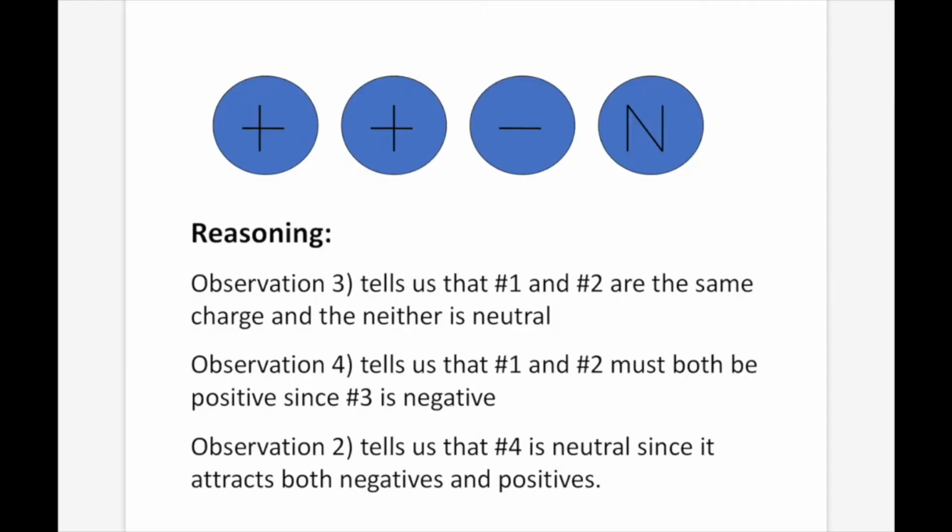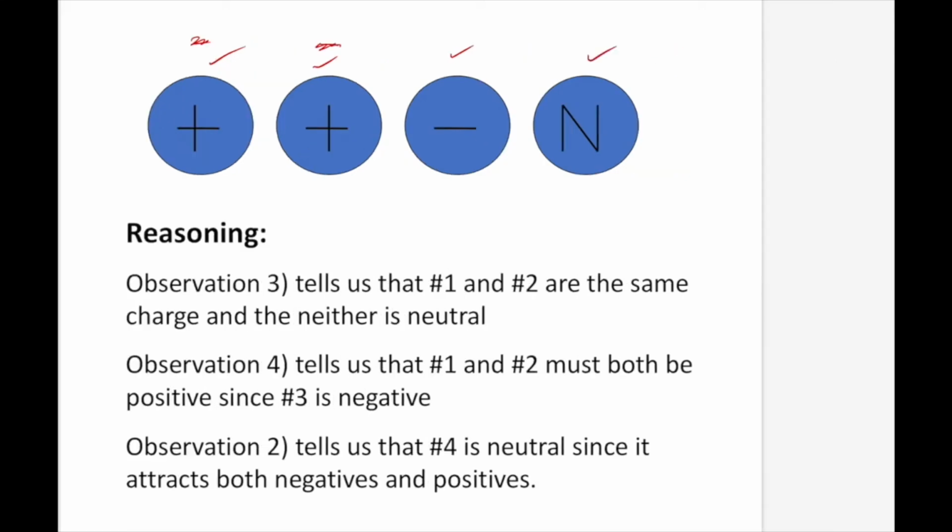Okay, so here's the answer. Now the reasoning for it. Observation 3 tells us that number 1 and 2 are the same charge, and neither one is neutral. So you know it's either going to be positive or they'd both be negative. Observation 4 tells us that number 1 and number 2 must both be positive since number 3 is negative. Therefore, not both negative, they both have to be positive. Number 3 is negative, we're told that as well. And observation 2 tells us that number 4 is neutral since it attracts both positive and negative charges. So we got that one as well.